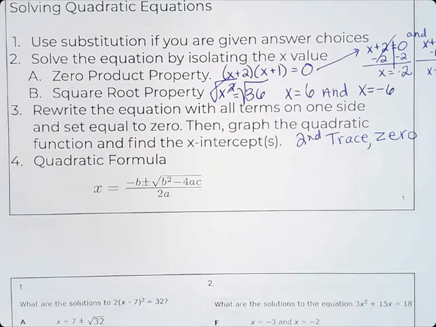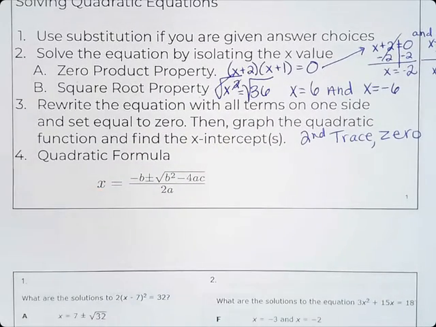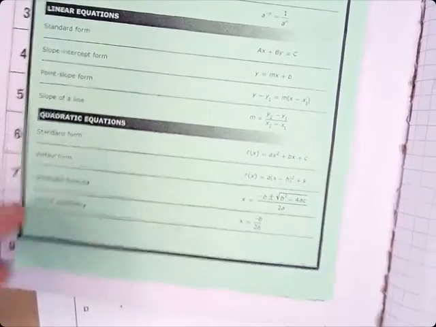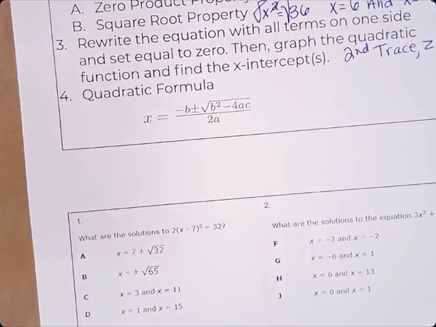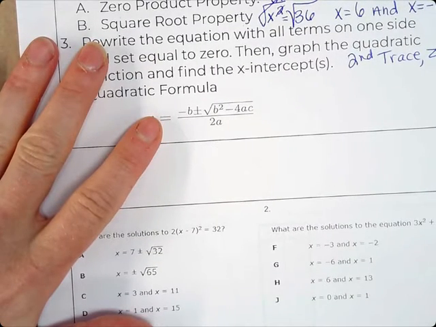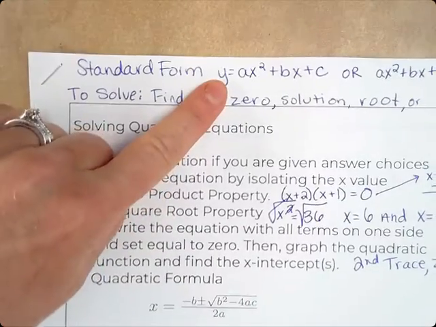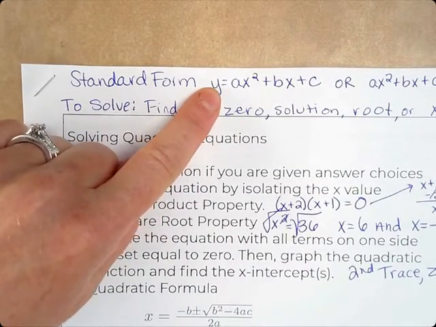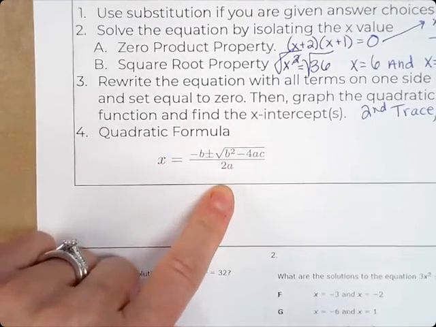And then our last way to solve is by using the quadratic formula. This is a formula that is on your formula chart that you'll have for your EOC. So see how it has it right here. And this is where you plug in an A, a B, and a C from your standard form. So it needs to be written in standard form. And then you'd use the coefficients A, B, and C to plug in.